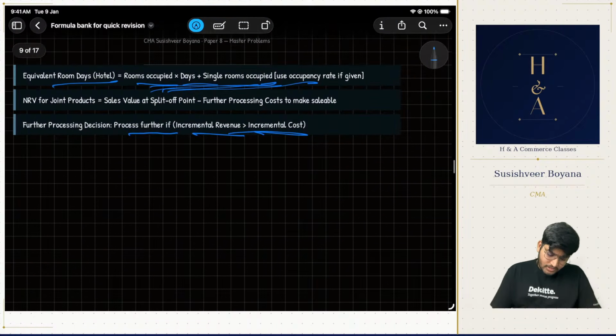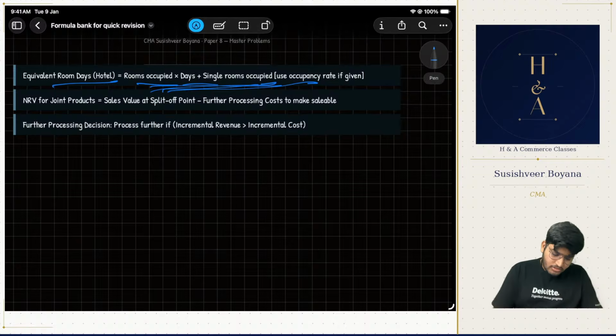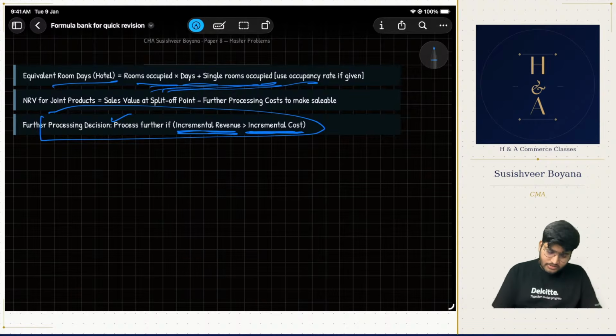Just to pinpoint this again: whenever they're asking whether we should go further in the process or shut it down, if the incremental revenue is greater than the incremental cost, then you can always go for it and proceed further.